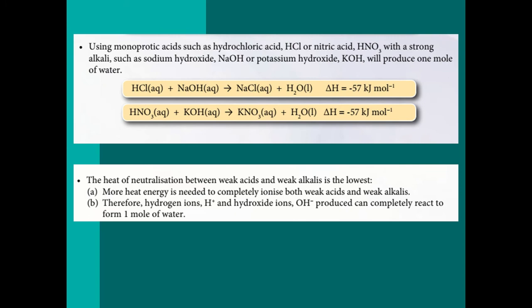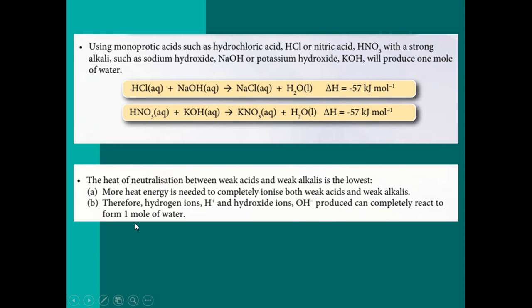Okay, so the heat of neutralization by using monoprotic acid such as HCl and nitric acid with strong alkali such as NaOH and KOH, we produce 1 mole of water. Jadi kita guna as long as kita guna monoprotic acid and react dengan base NaOH ataupun KOH, dia punya delta H akan jadi sama saja, negative 57 kJ per mole, because both of the reaction will produce 1 mole of water.